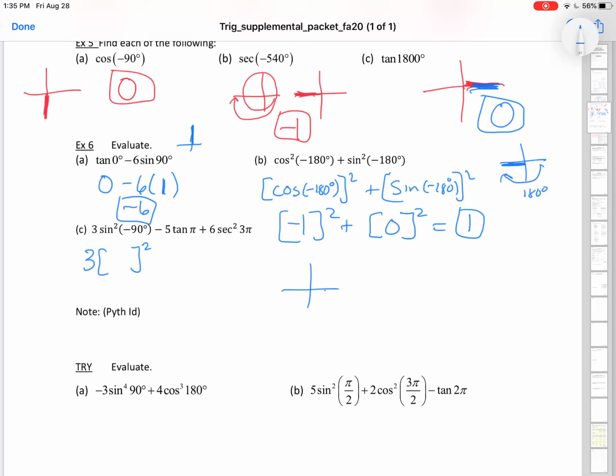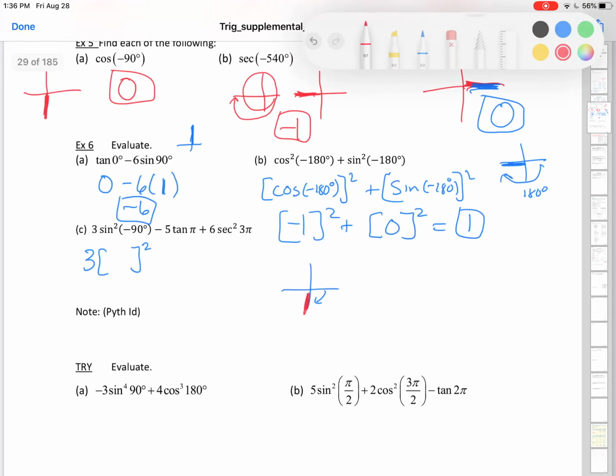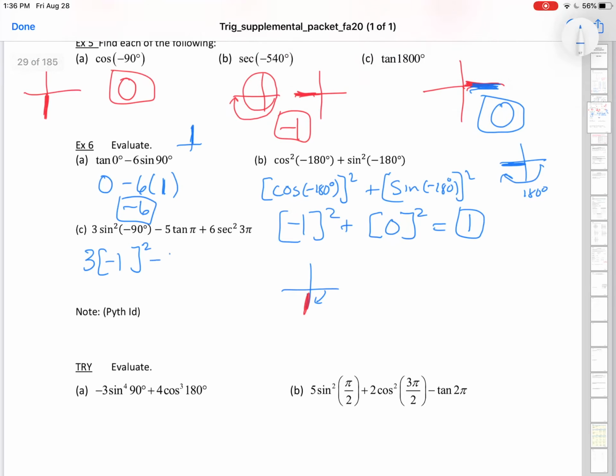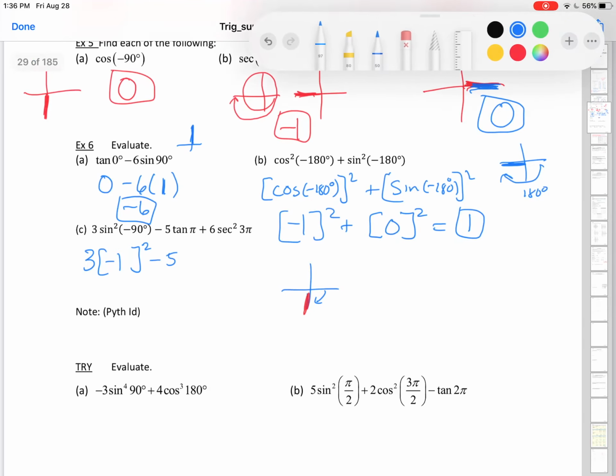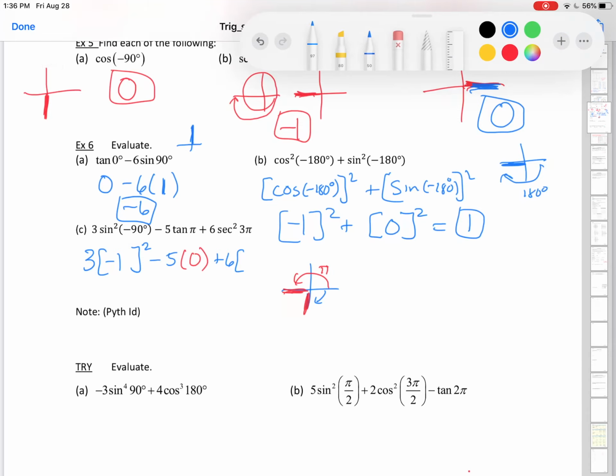Well, where's negative 90 degrees? It is right here. Oops, I meant to switch the colors. It's right there. And so what is that? That's a negative 1 in the y direction. Minus 5 tangent pi. Where is pi? Well, pi is right here, right? This is pi. And tangent is y over x, which is 0 over something, so that's going to be 0. And then plus 6 secant squared of 3 pi.